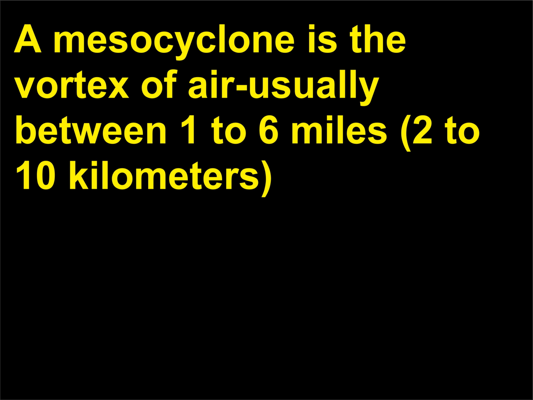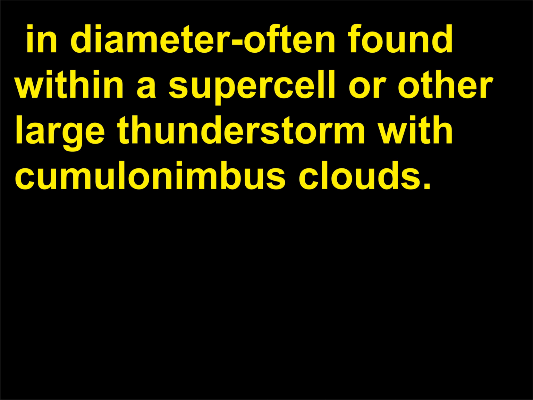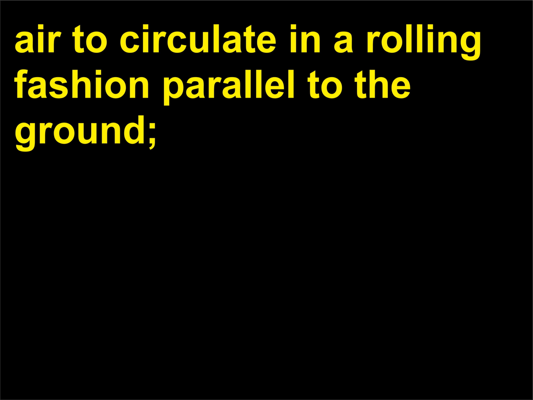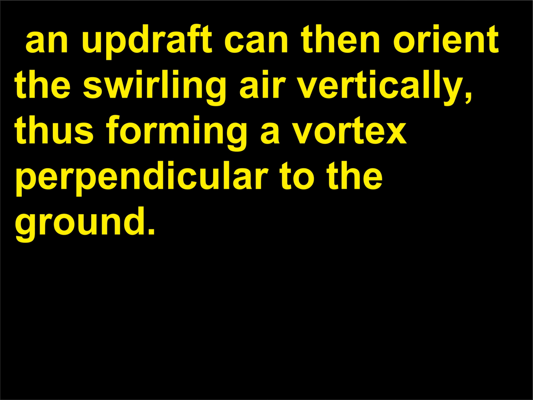A mesocyclone is the vortex of air usually between 1 to 6 miles, 2 to 10 kilometers in diameter, often found within a supercell or other large thunderstorm with cumulonimbus clouds. Wind shear resulting in abrupt changes in wind direction or speed in the storm causes air to circulate in a rolling fashion parallel to the ground. An updraft can then orient the swirling air vertically, thus forming a vortex perpendicular to the ground.